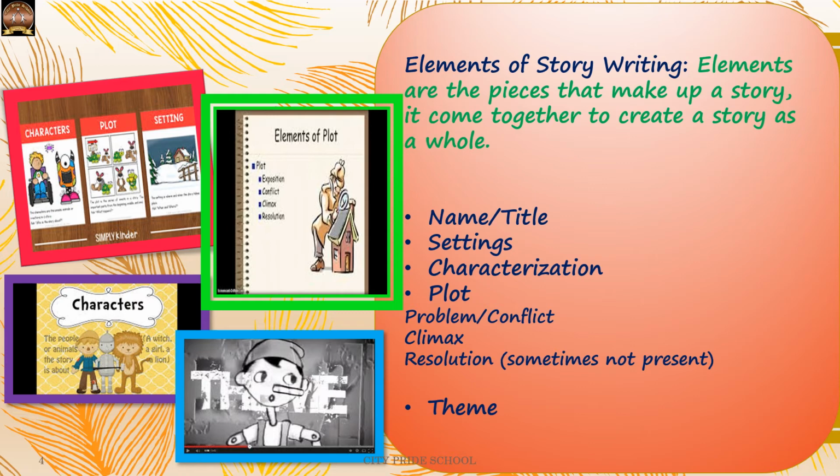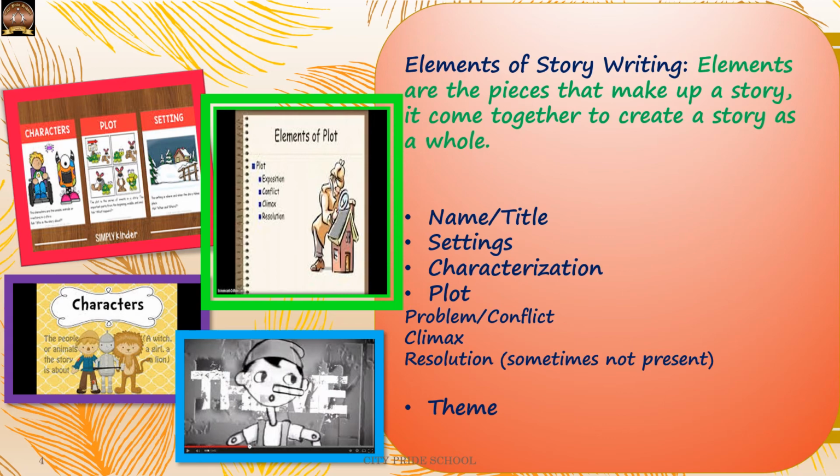Then characterization, the characters in the story. Plot. Now plot is a combination of problem, climax and resolution. So plot is basically the storyline, the gist of the story, the summary of the story in short. So of course a story should have a problem, without which you will not be able to develop the story. Then there's a climax, which is very important, and a resolution. If there's a problem, there should be a resolution at the end. Sometimes the problem is not resolved, but most of the time there is a resolution.